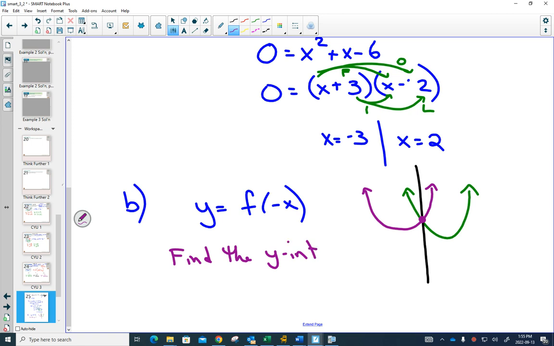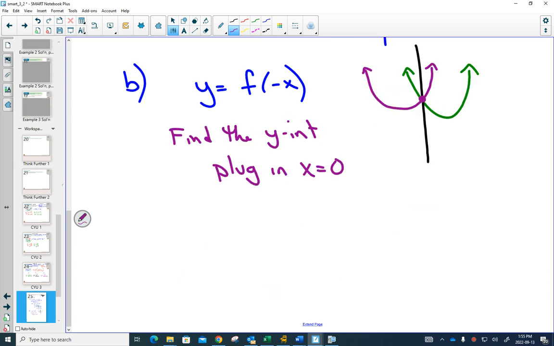This is asking to find the y-intercept. How do you find a y-intercept? If you find an x-intercept by plugging in 0 for y, you find a y-intercept by plugging in 0 for x. So, you'd have 0 squared plus 0 minus 6. So it intersects at 0, negative 6.